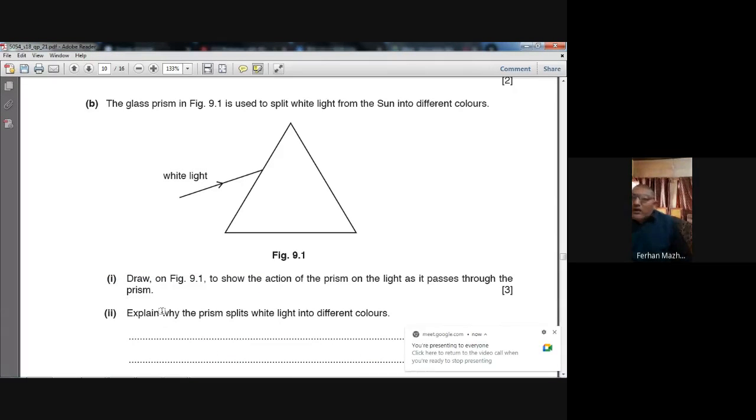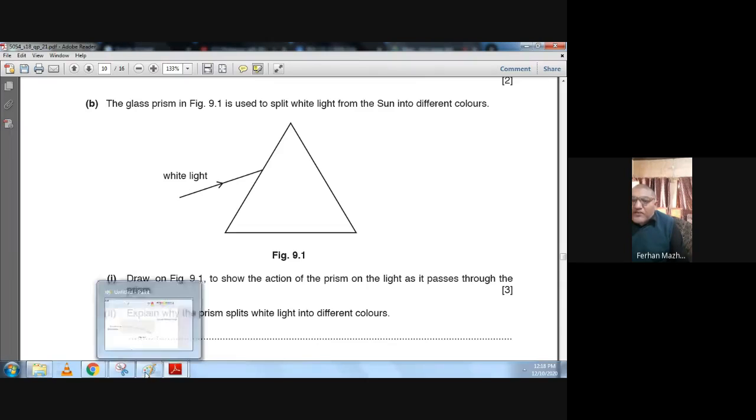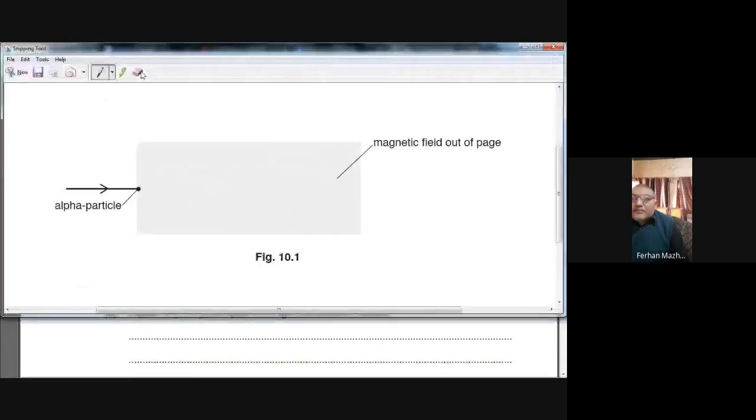Okay, now we are on question number 9, part B. It says the glass prism in figure 9.1 is used to split white light from the sun into different colors. Draw on figure 9.1 to show the action of the prism on the light as it passes through the prism. Okay, so let me copy it from here and take it into Paint.